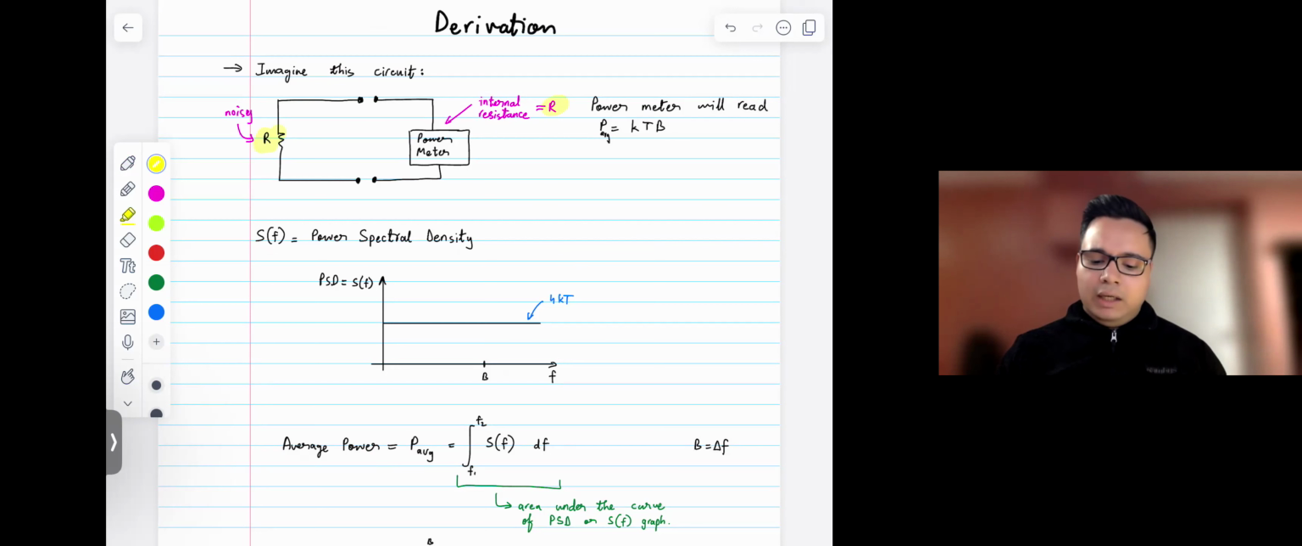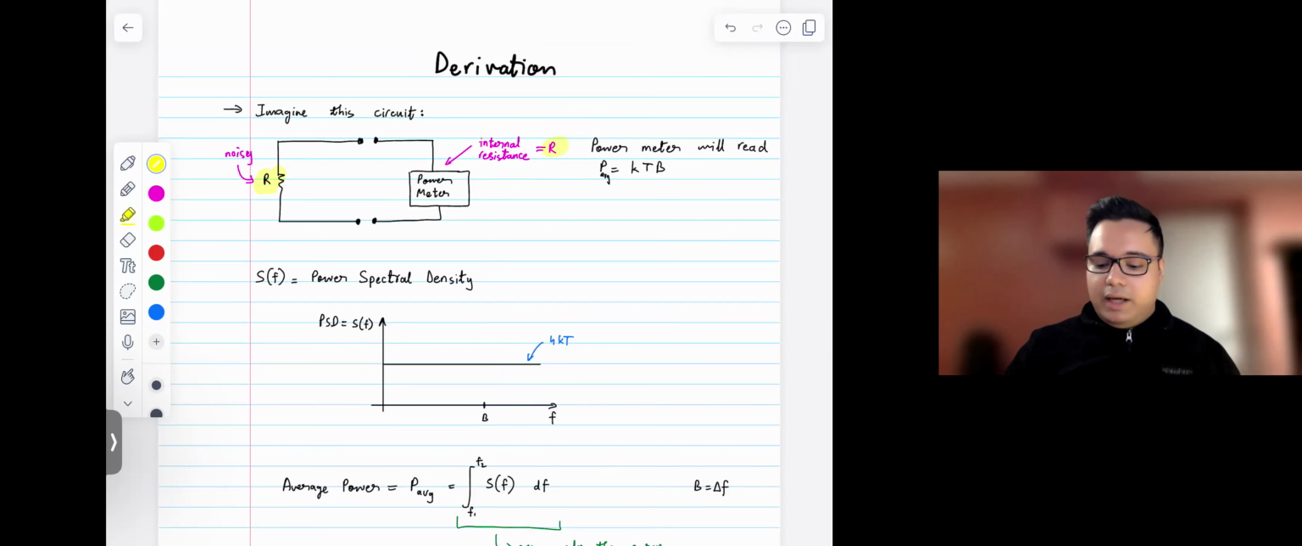So that's all I mean by impedance matching. And what we will find is that in this kind of circuit, the average power which will be read by the power meter would be kTB.